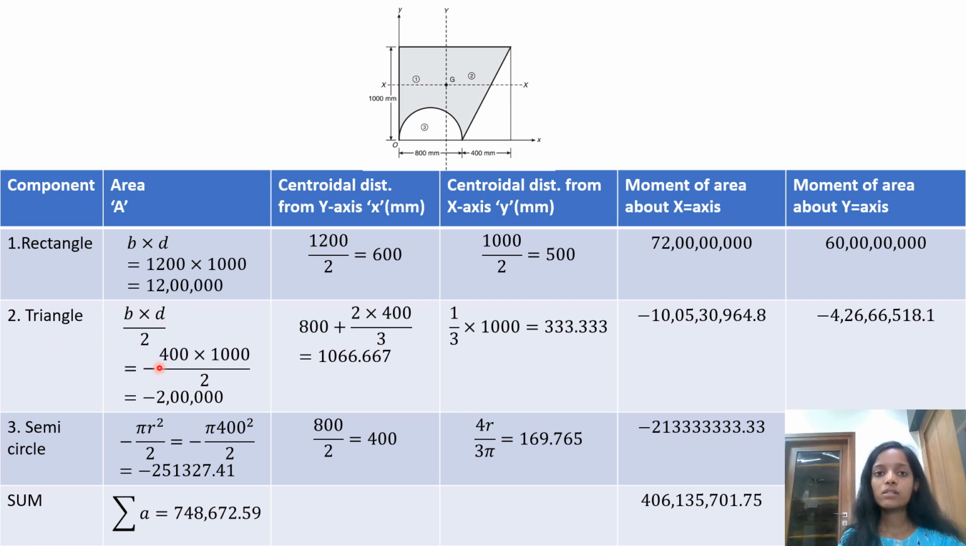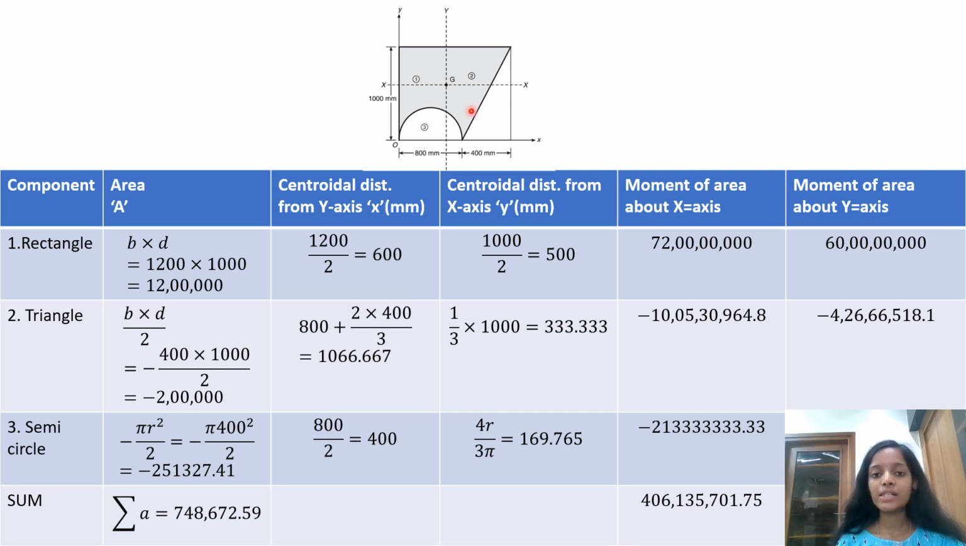The area for a triangle is breadth into depth by 2, whereas our breadth is 200 and depth is 1000, which is divided by 2. And the centroidal distance from the y-axis, that is x, is 800 plus 2 into 400 by 3. For the triangle we have to find the centroidal distance from the y-axis. The y-axis is here, and the centroid would be here somewhere, and this would be our centroidal distance of the figure.